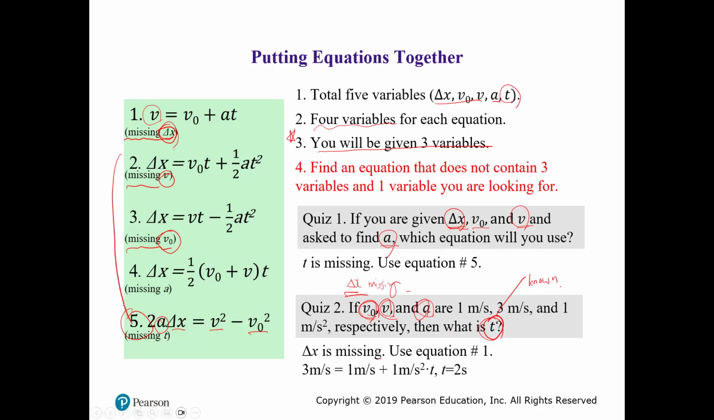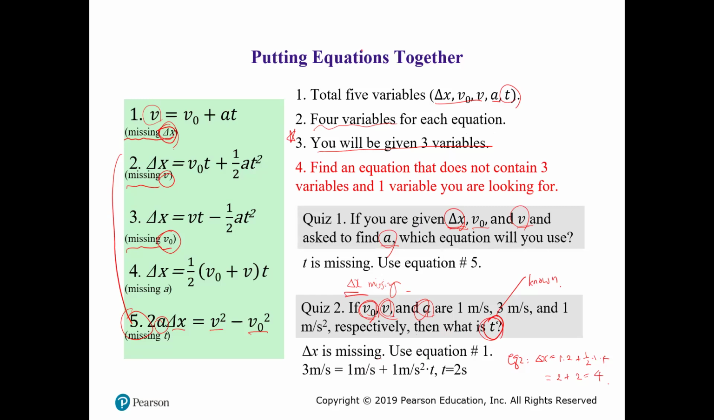So then now you can use any equation except equation number 1 to find delta x, right? Feel free to choose any. So if you use equation number 2, delta x is simply v0, which is 1, times the t we found, which is 2, plus 1 half times a, they said 1, times t squared, which is 4. So your displacement is 2 plus 2, which is 4. So then at the end, you know all 5 variables.